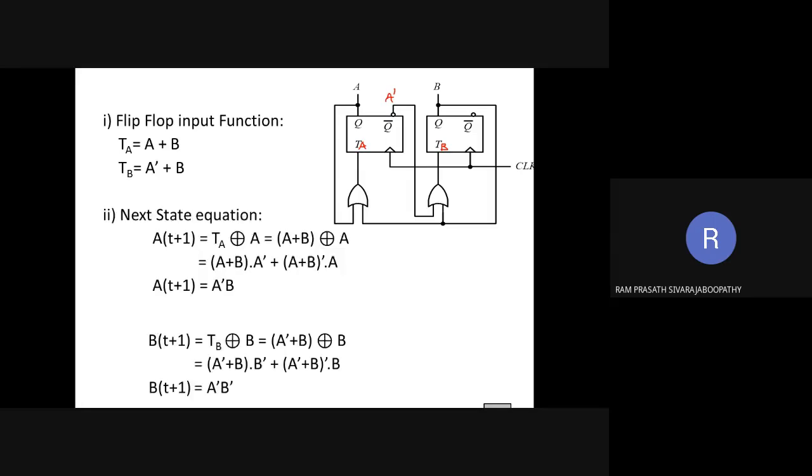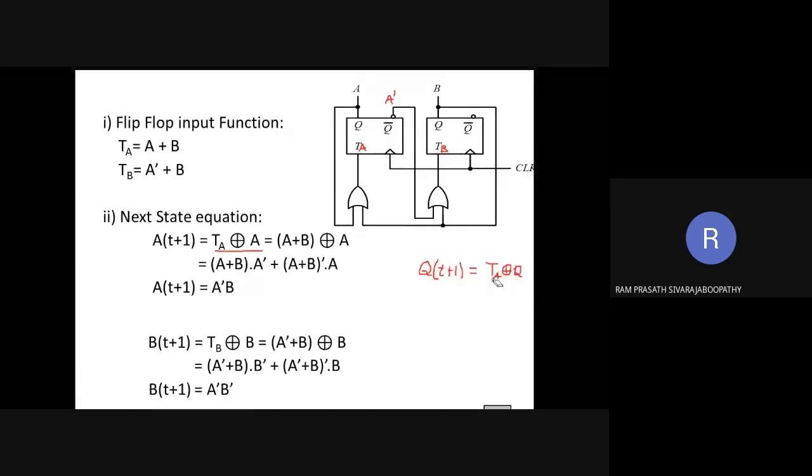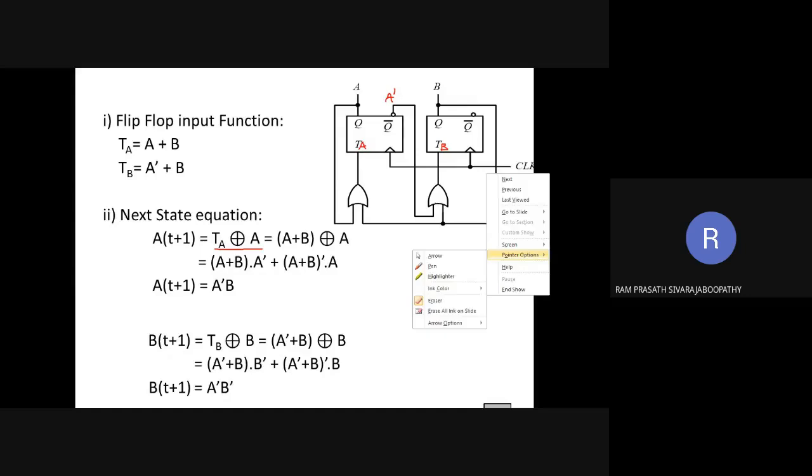Okay. Next, what did we do? Characteristic equation of T flip flop. The characteristic equation of T flip flop is Q of T plus 1 is equal to T XOR Q. So for the first flip flop, it is TA, correct? Q becomes A. So now we have to write TA XOR A.